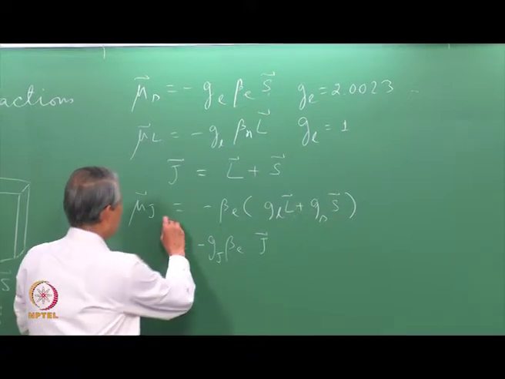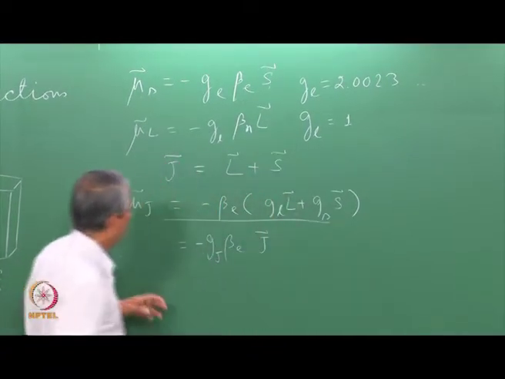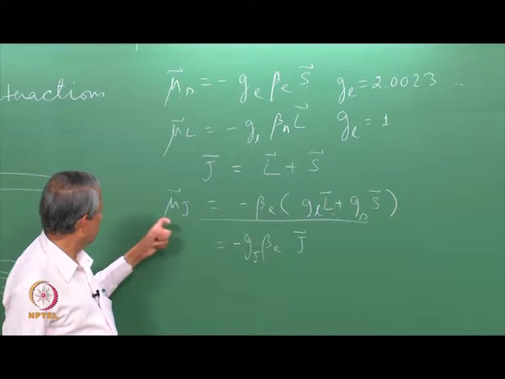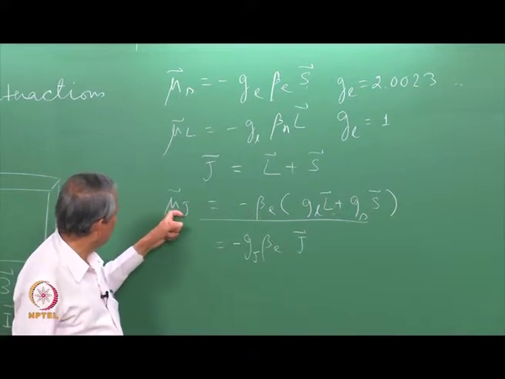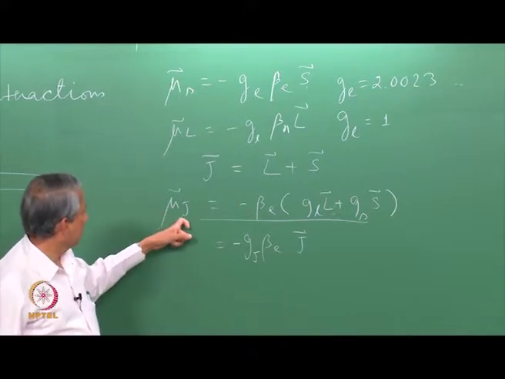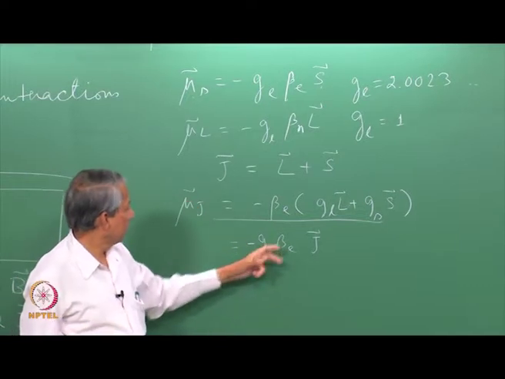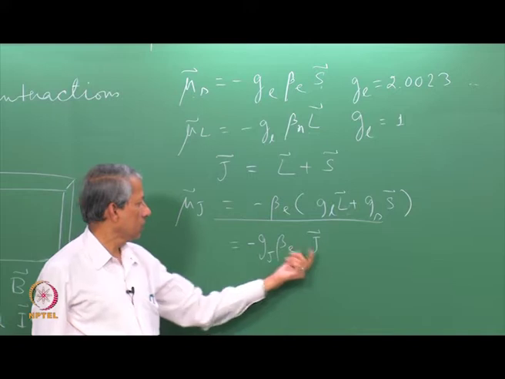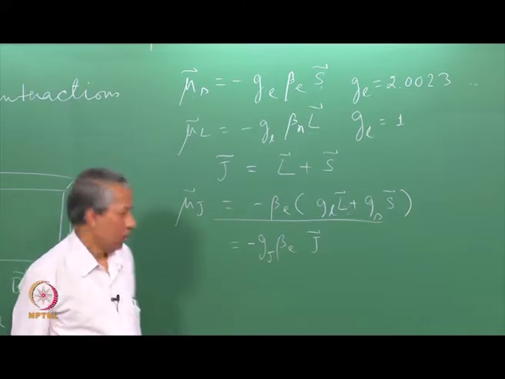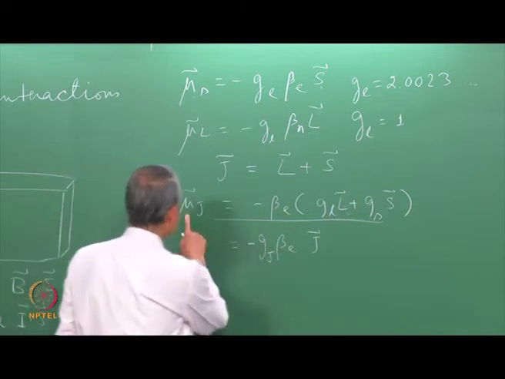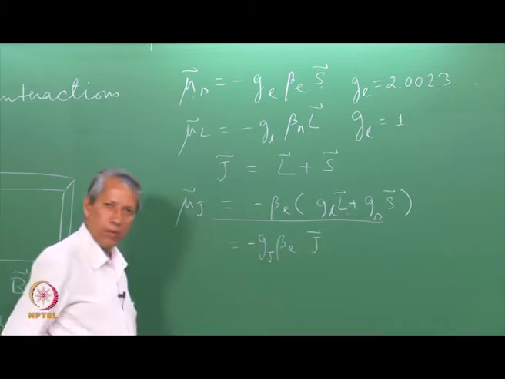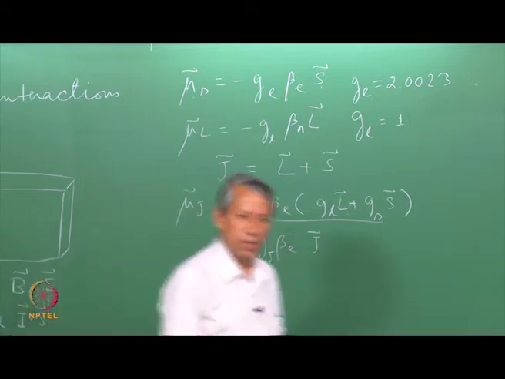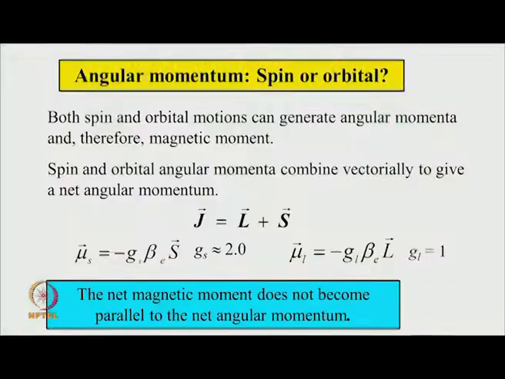So, this equation is fine, it is an addition of these two, but can I write an expression of this kind, that mu_J, that is the magnetic moment arising out of the total angular momentum, is some constant times J? This gives the proportionality constant between this and this. Is it possible? Now, if this is true, of course, then these are going to be parallel, and we are going to see in a moment that this net magnetic moment does not become parallel to the net angular momentum.